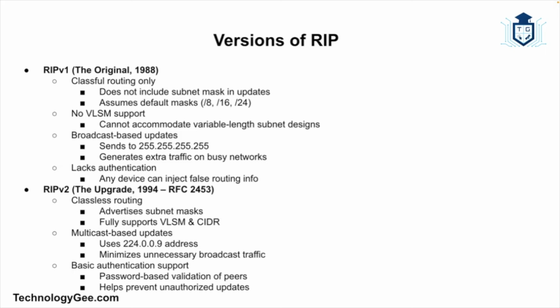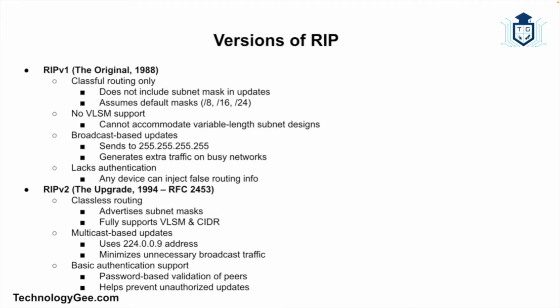All right, so like most tech, RIP has evolved over the years, and there are 2 main versions that you should know about. You have RIP version 1, which is the original version, and this came out in 1988. It's simple, but it has some big limitations. The first limitation is classful routing only. It does not send subnet mask information, so it assumes only default masks. There is no support for VLSM, or variable length subnet masking, and this limits your ability to design flexible networks. Then there are broadcast updates. It uses broadcast to share updates, which can be annoying on busy networks. And there is no authentication, so anyone can send routing updates, and that's a big security hole.